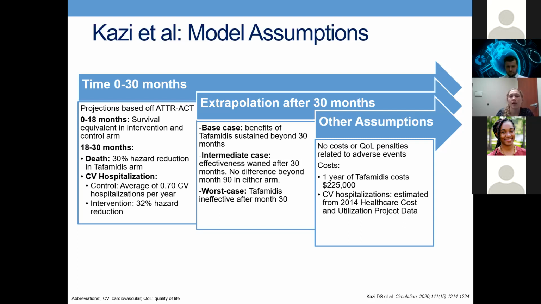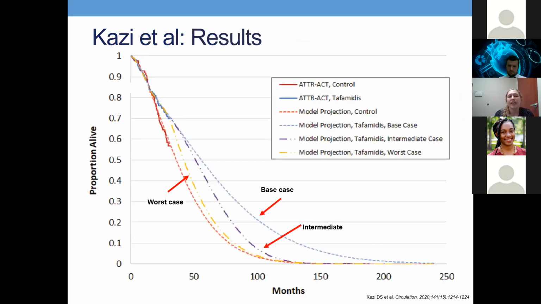Some other important assumptions are that 1 year of tafamidis was going to cost $225,000. Again, that is the average wholesale price or the list price, notably not including any discounts or rebates in that number. Here you can see the mortality curves, the proportion alive over months, and of course the base case or best case scenario shows tafamidis in the best light, and you have declining mortality with the intermediate and then the worst case.